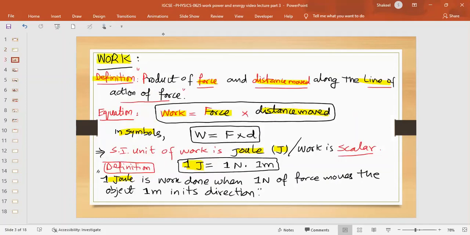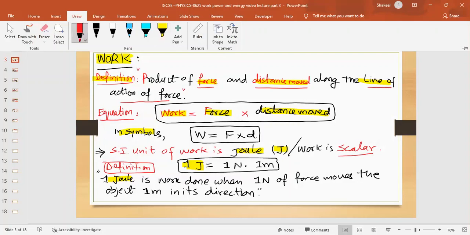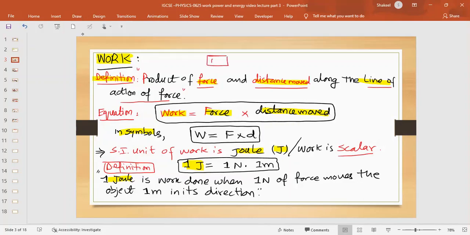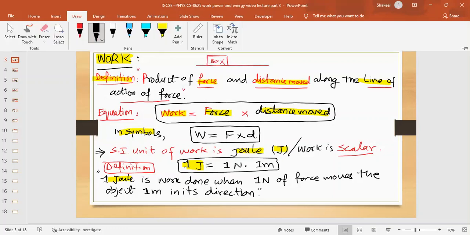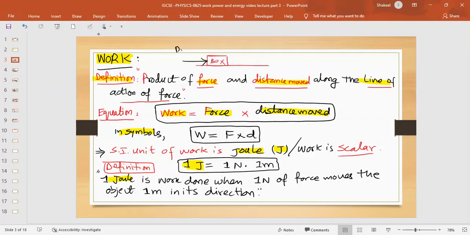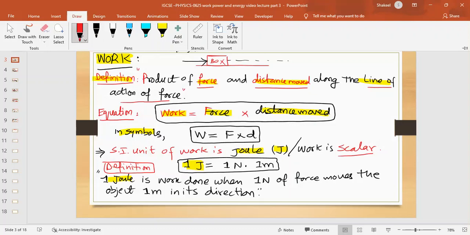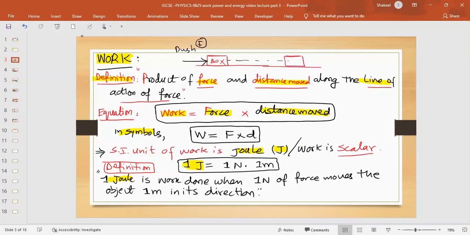So, about work, it's quite a simple thing. Let's say that there is a box placed over here, and you're going to push it. When you push it, of course, you apply some force, and this push will move the object to a distance. Let's say it covered this distance d over there.